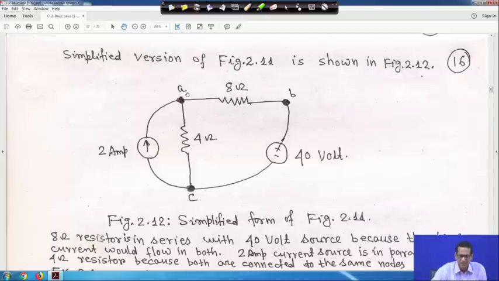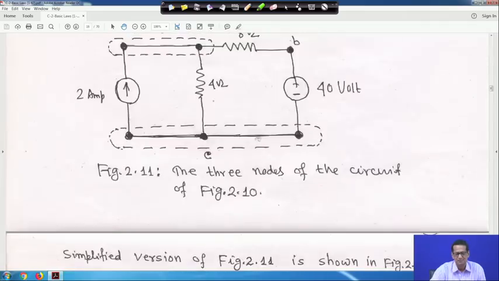And series or parallel: this current source is connected across AB, the 4 ohm resistor is also connected across AB, that means they are in parallel, and this 8 ohm resistance and this voltage source are connected in series. That means whatever the voltage across the 4 ohm resistance, across the 2 ampere current source it will be the same voltage, because they are connected across the same terminal. So, they are in parallel, and the same current will flow through the 8 ohm as well as the 40 volt source, because the 8 ohm and 40 volt are in series. This is the idea.